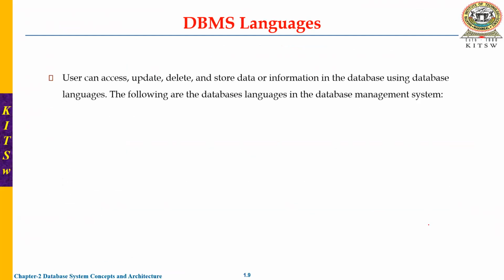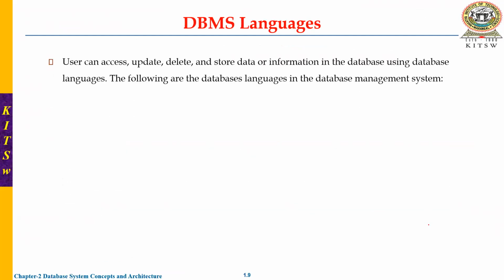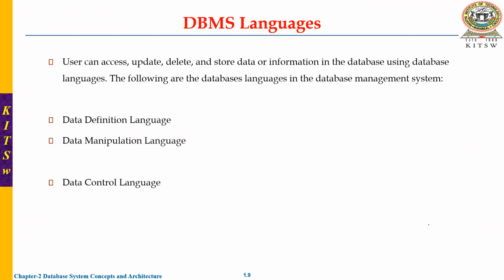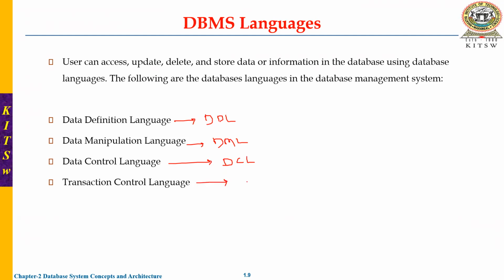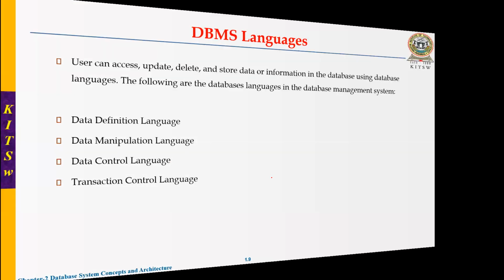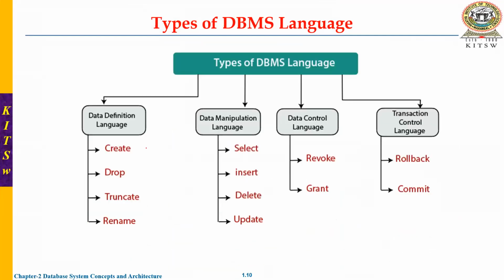Different DBMS languages. The user can access, update, delete, and store data and information in the database using database languages. There are several database languages which we have already discussed in the lab session. That is data definition language, data manipulation language, data control language, and transaction control language, which you have already learned in the laboratory session. This is DDL, DML, DCL, and this is transaction control language. These are the commands we have already done in the laboratory session.